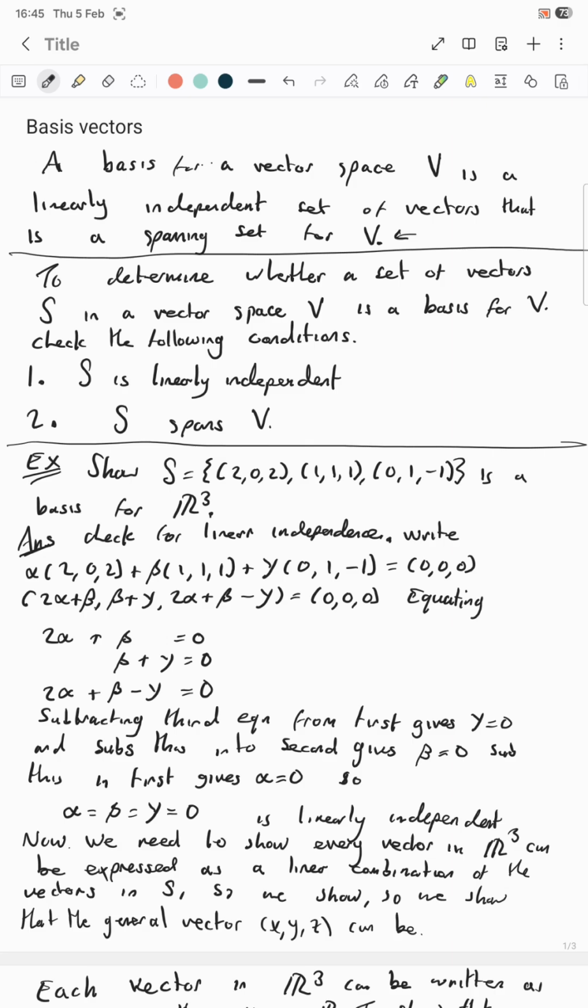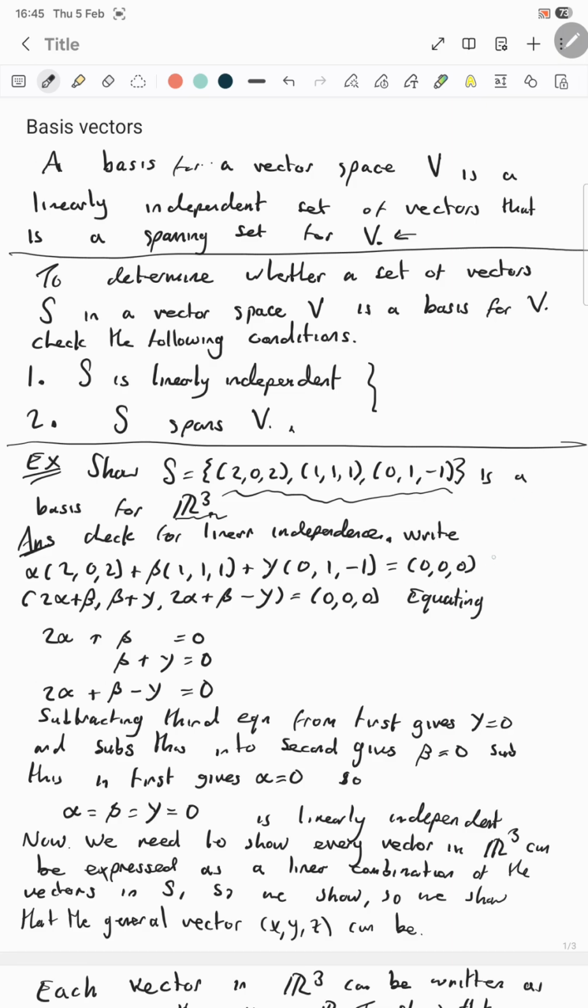Now, to determine whether a set of vectors S in a vector space V is a basis for V, we check the following conditions. 1. S is linearly independent and S spans our vector space. Now here's an example. We'll show that this set here is a basis for our space.